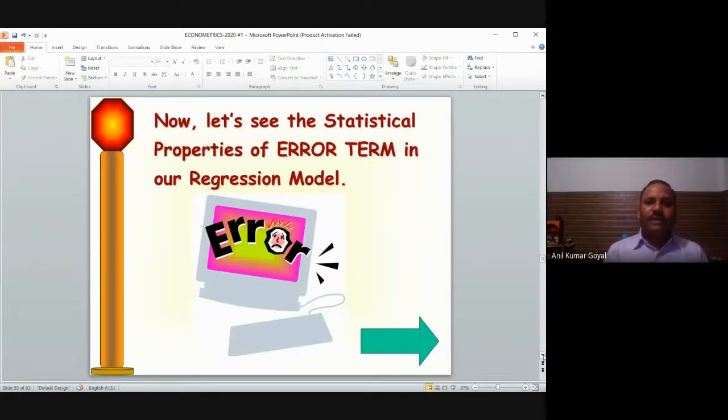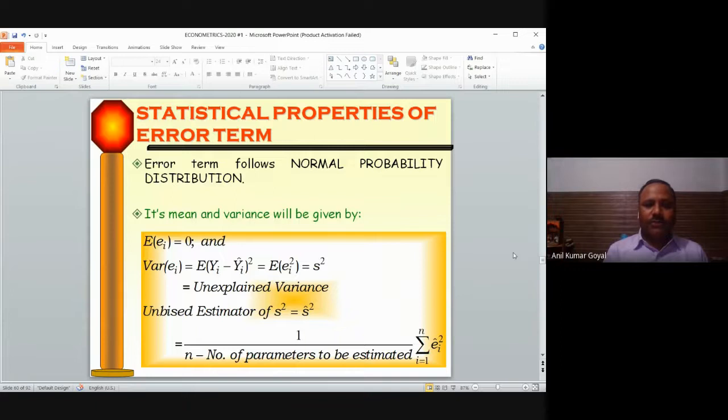So now let's see the statistical properties of the error term in a regression model. Once again, the error term must be normally distributed, as we have already discussed. Its mean and variance will be given: the error term mean must be 0. Variance, and this is the unexplained variance. So unbiased estimators means the sum of squares must be equal to the estimated sum of squares. So this is the formula to calculate.